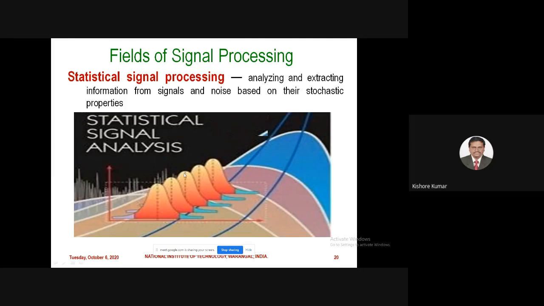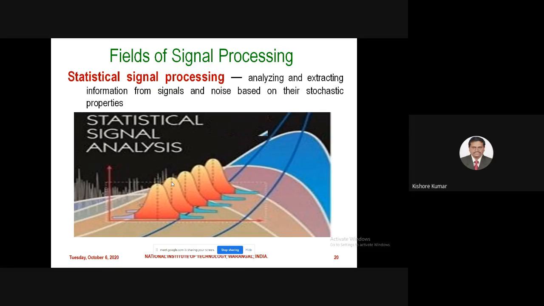Statistical signal processing means, as I said, working from the stochastic properties. So what are the different types of stochastic properties? Mean, mode, variance. By knowing all these parameters, we try to process the signal. That is called statistical signal processing. So this is one particular domain.